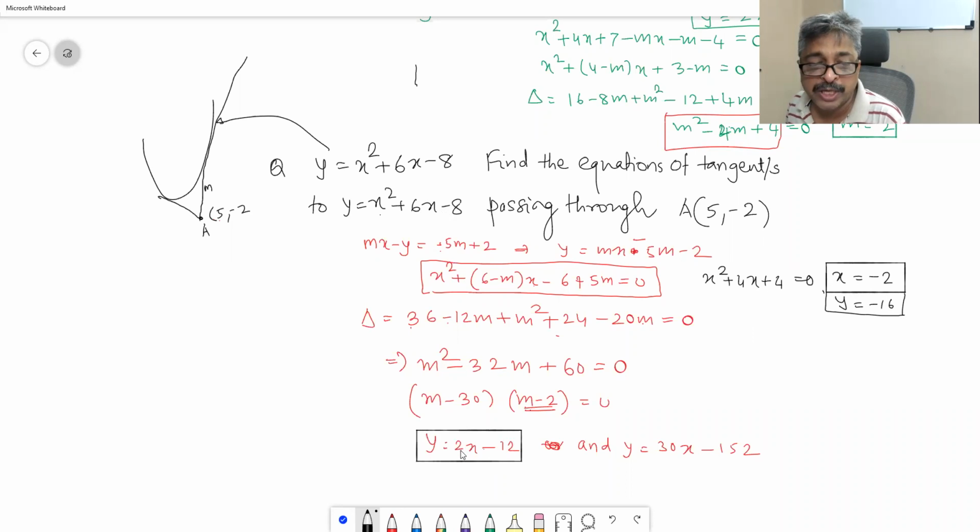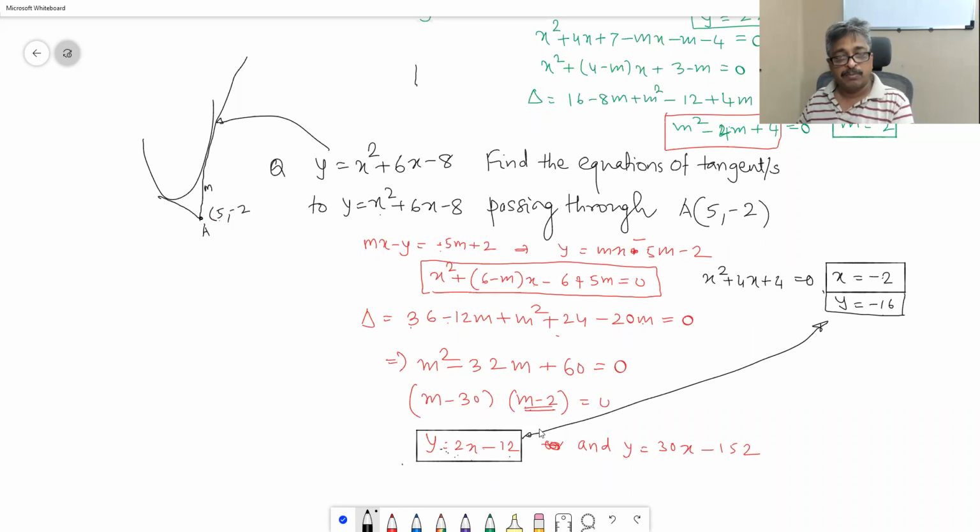Because the slope we used here is 2. Do you understand this? These two are connected to each other. Now you cross check. This point is on this line: minus 2, minus 4, minus 12 is minus 60. Everything is falling in place.